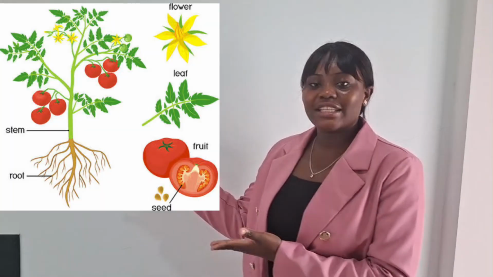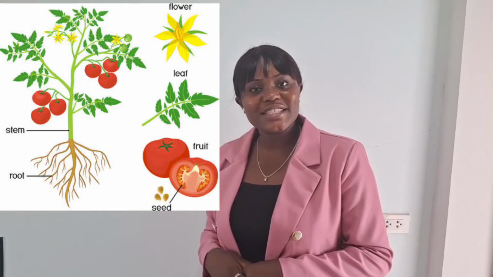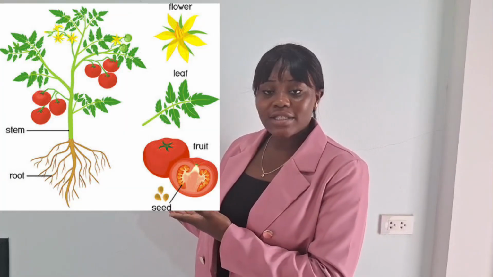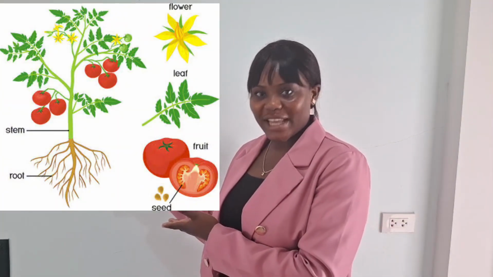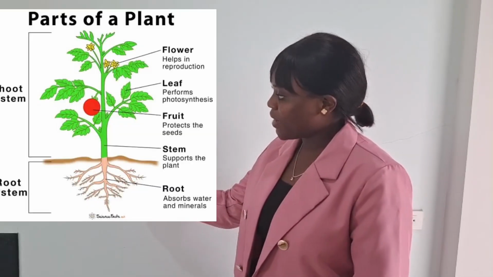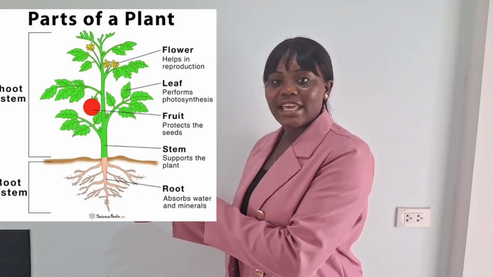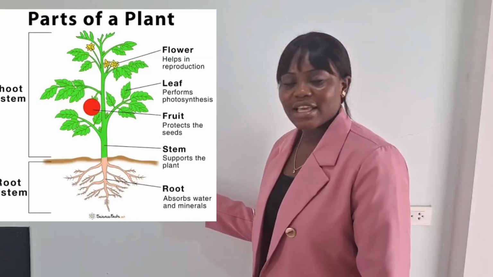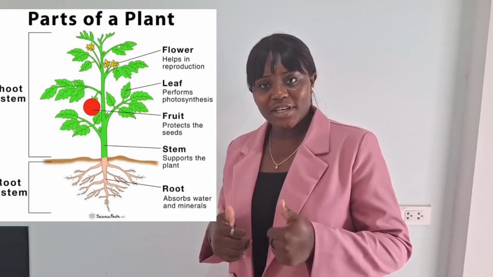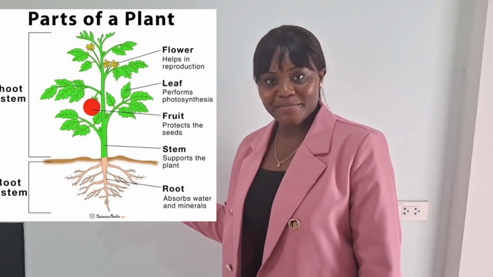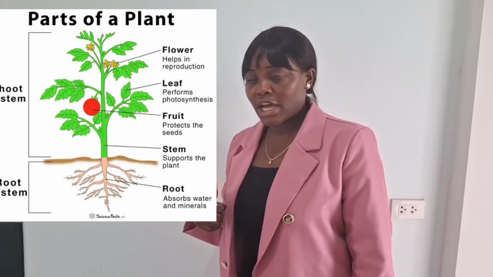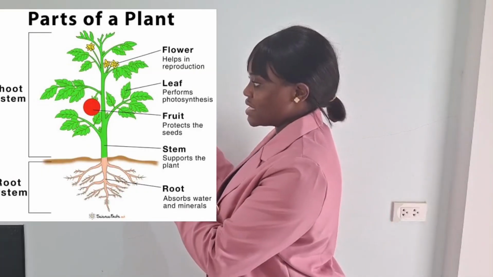Now, if you look at the image on your screen, you will see a plant. What plant is this? Correct, a tomato plant. And we have several parts of a tomato plant. And the first part, starting from the bottom, is the root. Say root. Good, root. And followed by the stem. Stem. Good job. Okay, what else can you see?